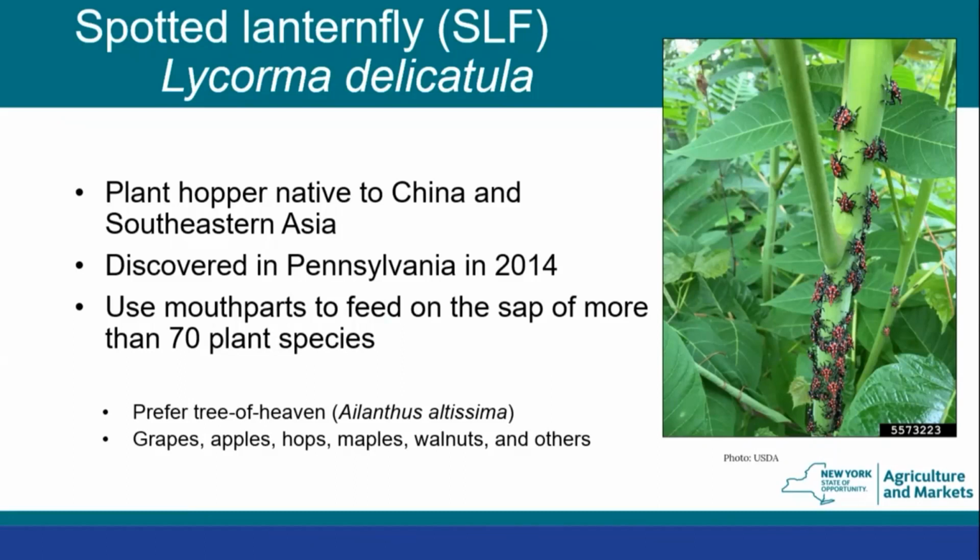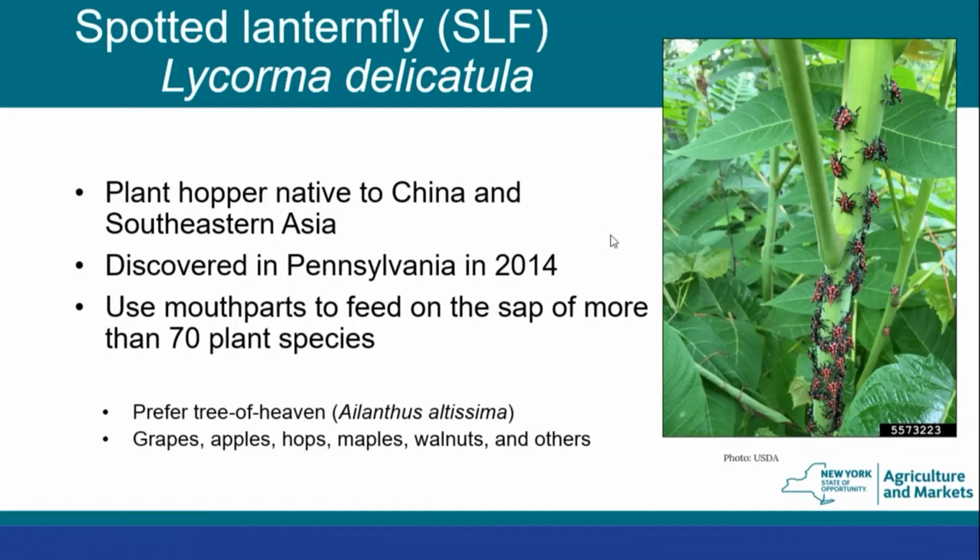So it was a private citizen, basically a retiree, that found this. So just like yourselves, it's important to have folks out there. The more eyes and ears we have that are trained to kind of hone in on these things, it helps tremendously. So they use their mouth parts to feed on the sap of more than 70 different types of plants. I think the list is much more than 70 at this point. But you get the idea that it's many, many plants.